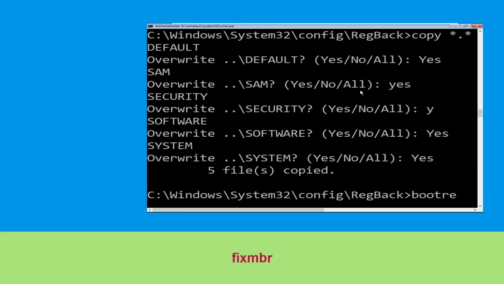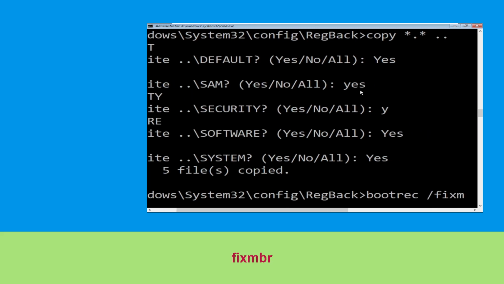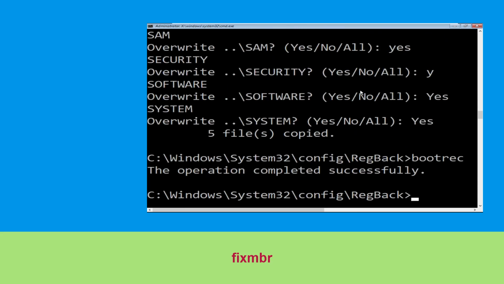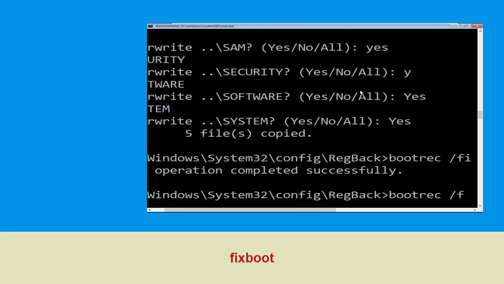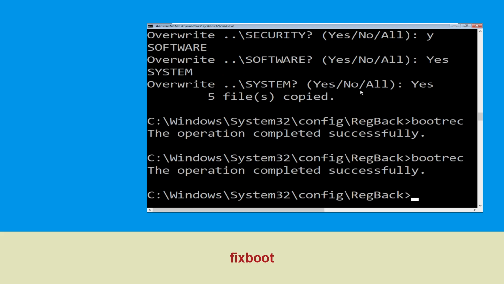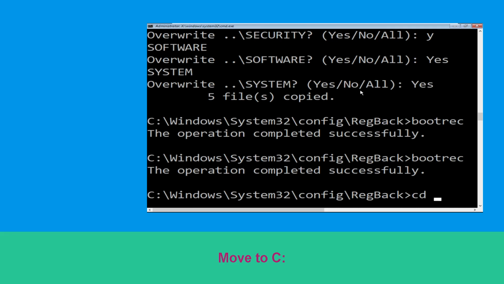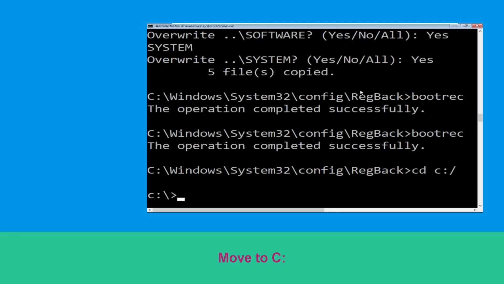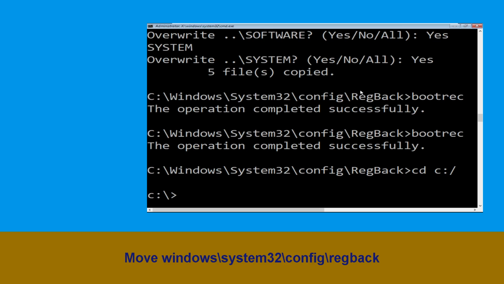Now type bootrec space /fixmbr and simply hit enter. Now execute this command. Type in bootrec /fixboot and hit enter. Now type cd space c:/ and simply hit enter. Now type cd space windows/system32/config/regback and hit enter to execute.